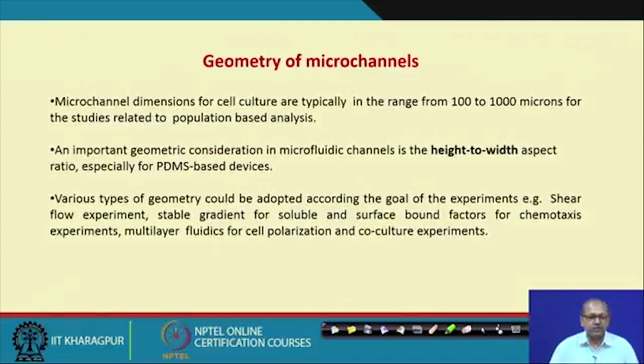What is the geometry of microchannels? Microchannel dimension for cell culture is typically in the range of 100 to 1000 microns for studies related to population-based analysis. That means in that channel you can use 100 cells, 200 cells, but it is much less than traditional cell culture. An important geometric consideration in microfluidic channels is the height to width aspect ratio, especially in PDMS-based devices, because if you use integrated valves, as it is flexible, it may buckle. So, that is one of the important aspects you have to take care of.